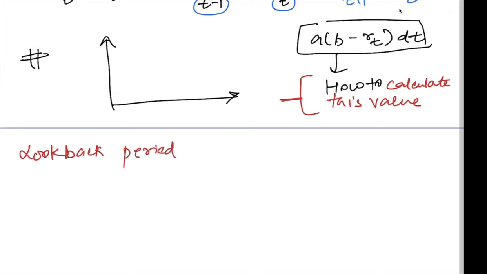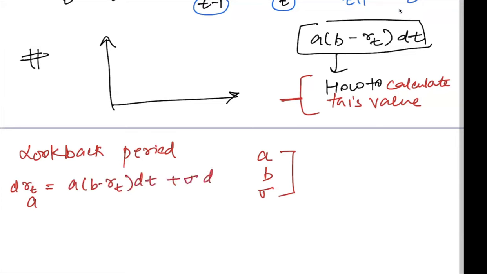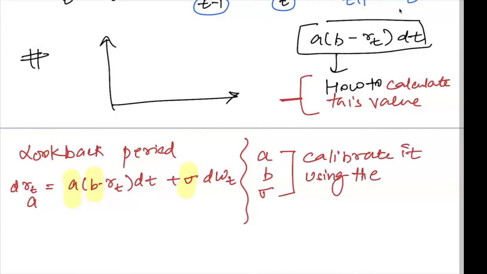So, these values A, B, and sigma, if you see this equation, what is the equation? DRT is equal to A times B minus RT DT plus sigma DWT, right? This is the equation. So in this equation, these specific terms A, B, and sigma, we try to calibrate using the historical method. Using the historical data, sorry, my bad.